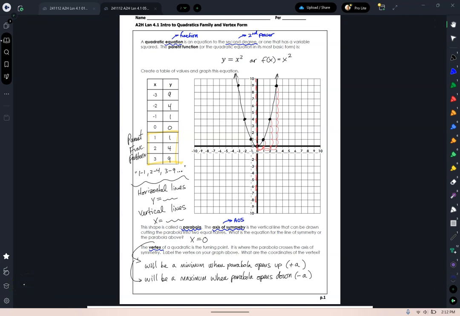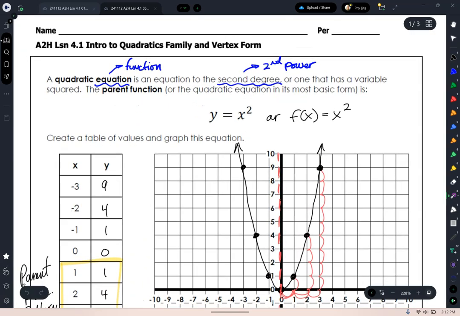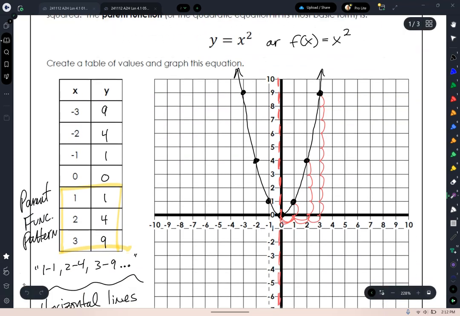Let's establish just a little review, foundation, groundwork as to what we were talking about. So I mentioned to you guys that we were going to be taking a deep dive on quadratic functions, right? These are our functions to the second degree or second power. We know that now the parent function pattern for this is 1, 1, 2, 4, 3, 9. Take a number, put it in, input, and then square it to get your output.